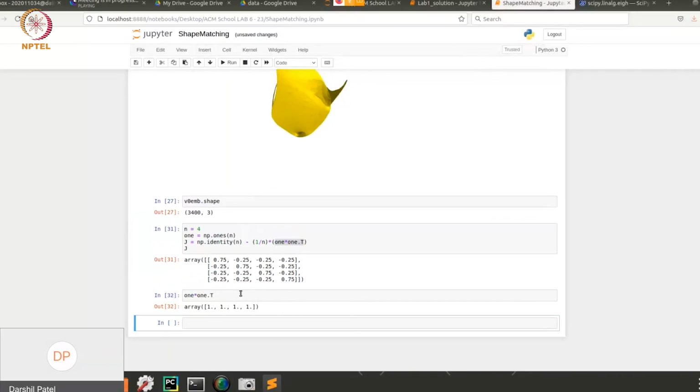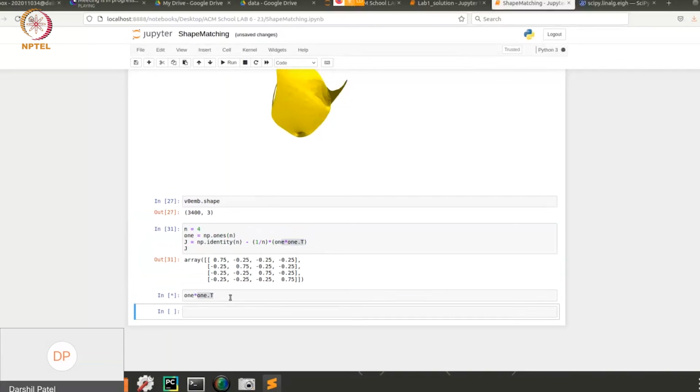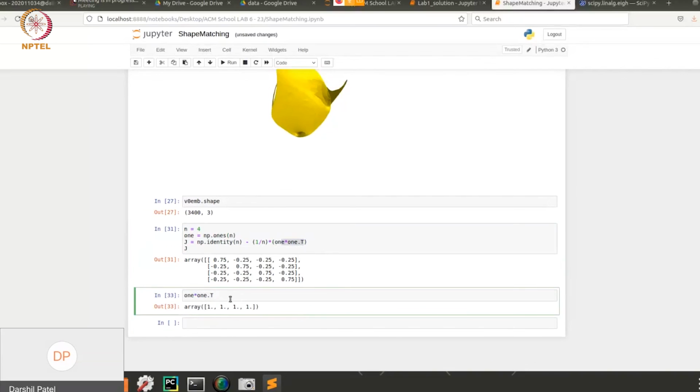What is this one? Star is this element-wise multiplication. One @ one dot transpose, what that gives, I don't know. It gives a matrix multiplication of two vectors. There is something wrong. Try it out. Ah, so I think one is just a row vector and this is the column vector.